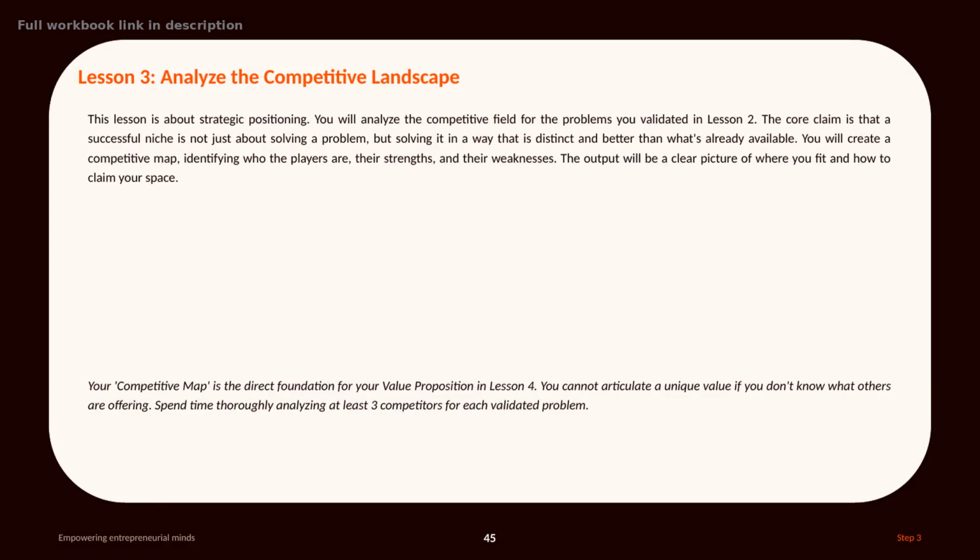This lesson is about strategic positioning. You're analyzing the competitive field for the problems you validated last time. The core claim is that a successful niche isn't just about solving a problem. It's about solving it in a way that's distinct and genuinely better than what's already out there. Back in Lesson 2, you validated 3 or 4 problem statements with real search and social data. Now you're going to see exactly who's already trying to solve each one. Spend real time here, analyzing at least 3 competitors per problem, because the output for this lesson is your competitive landscape map, and it's the picture of exactly where you fit and how you claim your space.